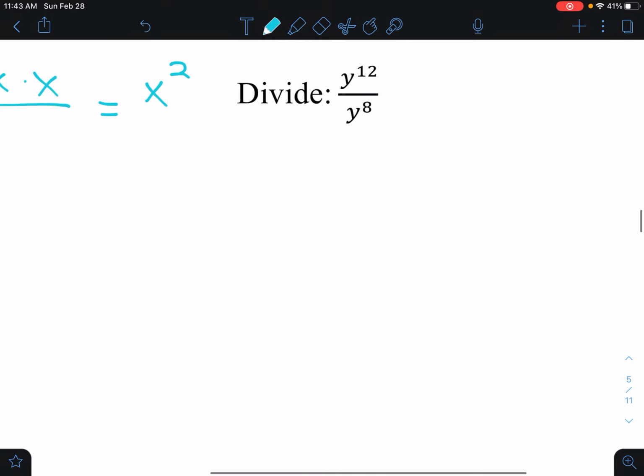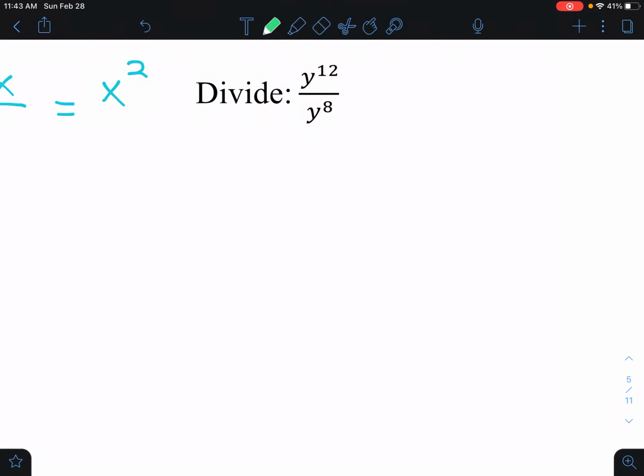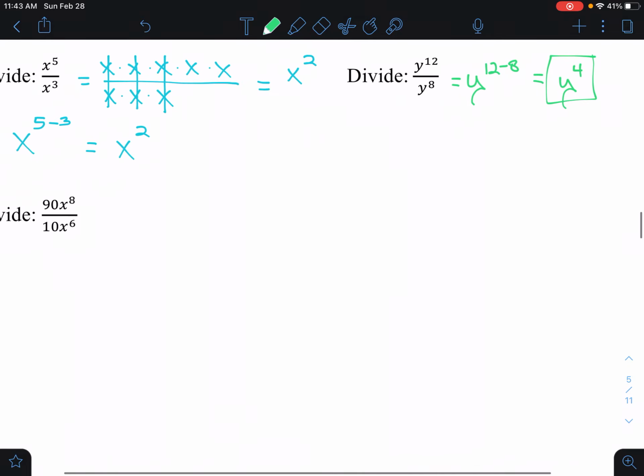So then you can apply this. Let's say you've got y to the 12th divided by y to the 8th. You could say, my bases are both y, so I'm just going to go y to the 12 minus 8, and that's going to give me y to the 4th. There's my answer.